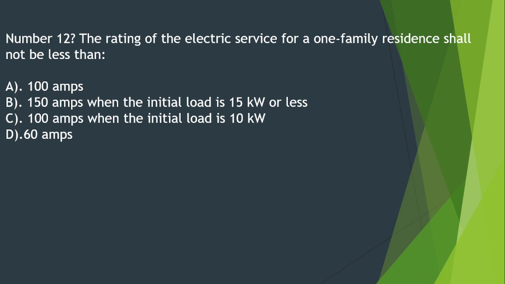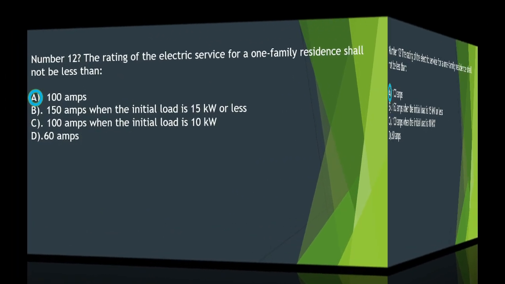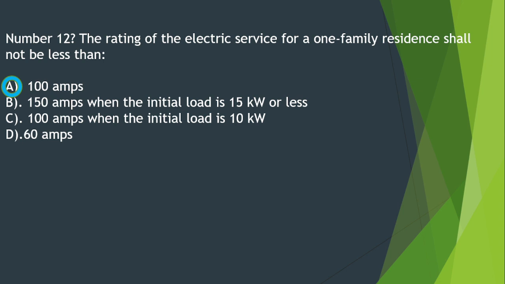Number 12. The rating of the electric service for a one-family residence shall not be less than A. 100 amperes, B. 150 amperes when the initial load is 15 kilowatts or less, C. 100 amperes when the initial load is 10 kilowatts, D. 60 amperes. The answer is A. 100 amperes.